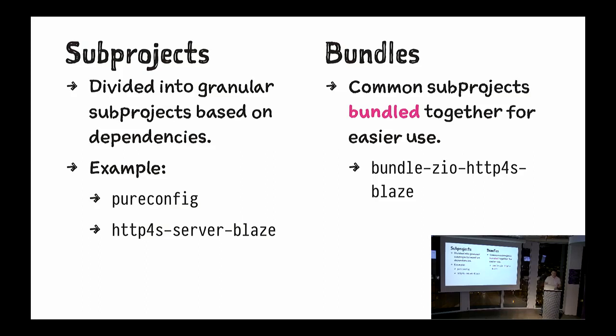On the other hand, when you want to use it, you would be forced to list maybe 10 or 15 dependencies that you would have to put into your build.sbt file. So that's why there's a concept of bundles. It's basically a subproject that bundles together multiple dependencies which we deem are right or should go together. So as an example, there's ZIO HTTP4s Blaze, which bundles the ZIO effect data type, HTTP4s server and client, Micrometer for monitoring, and some JVM stuff, I think, maybe something more.